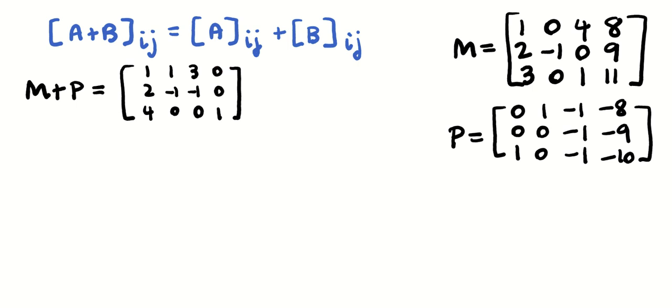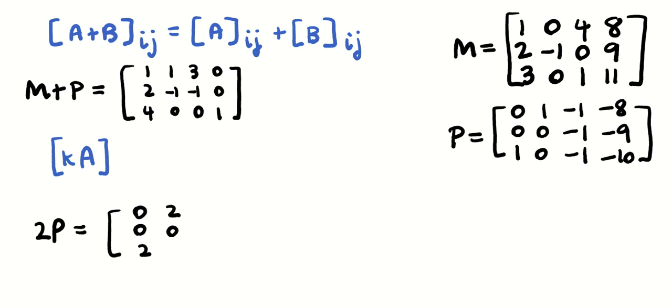Now, for k being some kind of constant, like a real number, if we have a matrix A and we multiply it by a constant, that also works like we expect. So I might even start before I write down the rule and talk about 2P. With 2P, we're just going to double all the entries of P. Negative 2, negative 2, negative 16, negative 18, and negative 20.